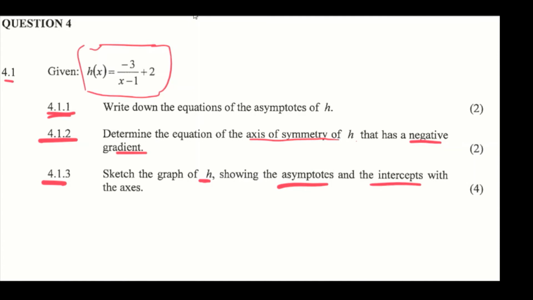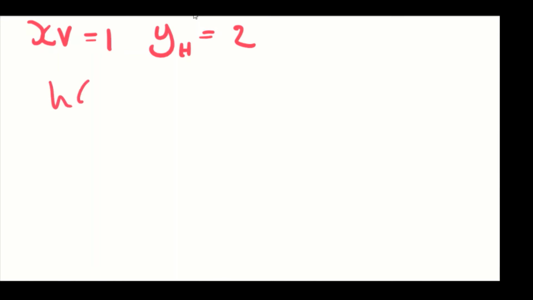So what we're going to do is, we know our vertical asymptote, x equals 1, and our horizontal asymptote, y equals 2. Another thing that's important is for us to find the y-intercept when x equals 0, and the x-intercept when y equals 0, right? So we know that our h of x is given as -3 over x minus 1 plus 2, right?